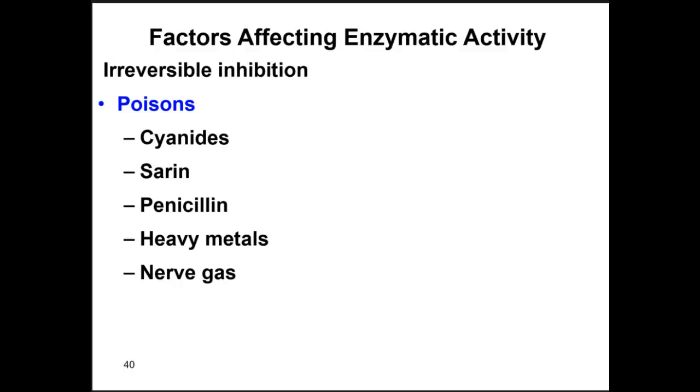Competitive inhibitors of enzymes include some nerve gases and insecticides, which permanently block the active site. Some examples would be cyanide, which is deadly to most living organisms, sarin nerve gas, penicillin, which is deadly to bacteria, heavy metals, and other nerve gases. All of these are considered poisons which irreversibly shut off key enzymes, and without those key enzymes working, biological processes within an organism will stop and they will become very ill or even die.